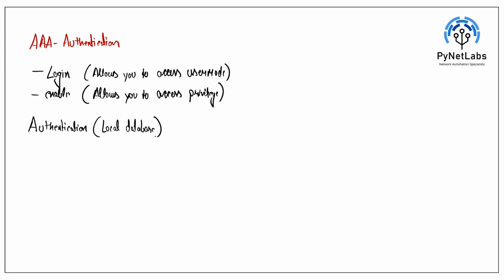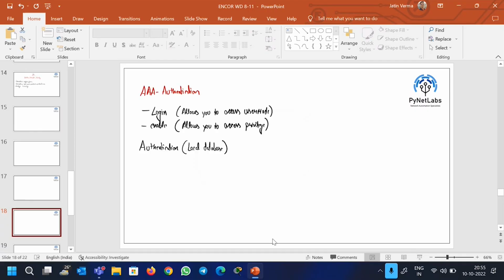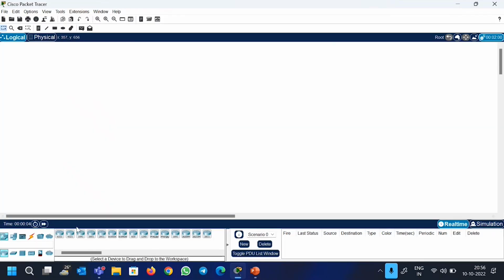In this kind of authentication, the username and password are stored locally on the device. We can store all of these on the routers, and the routers authenticate against the database of usernames and passwords. So let's see one lab scenario for this authentication part. Let me open my Packet Tracer. We'll take two routers, or one would be enough, and connect two devices and one switch.